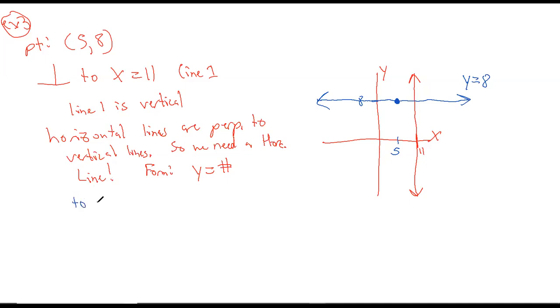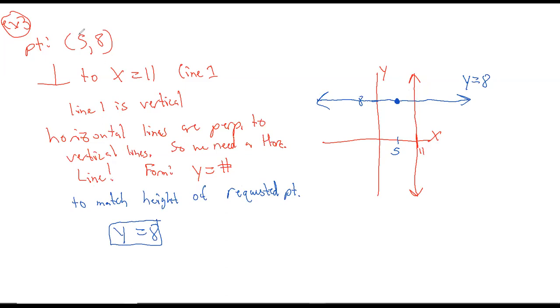So to match the height of the requested point, y has to be equal to 8. Guess what? If we'd asked for a perpendicular line going through that blue dot, here's where your vertical line would be. It's going through x equals 5. So the answer would be x equals 5.